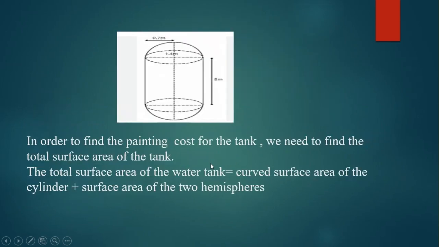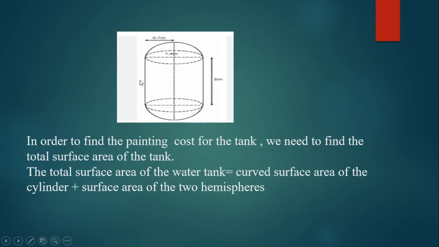Okay, right. Now we want to know the total cost for painting the cylinder. To find out the cost for painting, first we need to find the total surface area of the tank. If we are able to find the total surface area of the tank, by taking the information given, we are able to find the cost of painting it. So first step, we need to find the total surface area of the water tank.